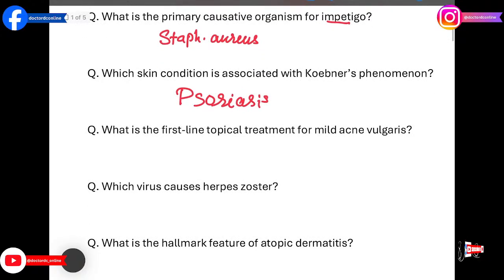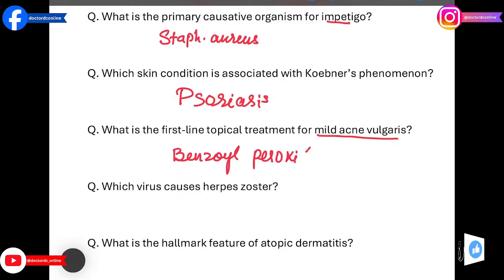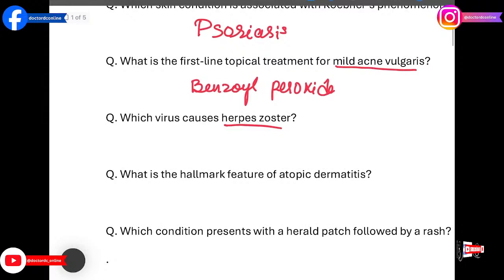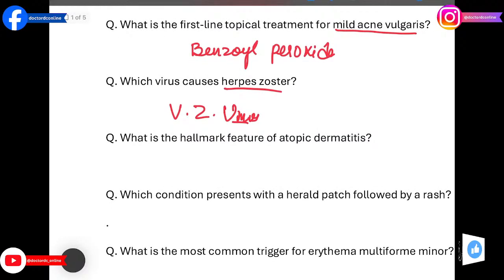What is the first-line topical treatment for mild acne vulgaris? Benzoyl peroxide. It reduces Propionibacterium acnes and comedones, effective for mild inflammatory acne. Which virus causes herpes zoster? Varicella zoster virus (VZV). Reactivation of latent VZV causes painful dermatomal vesicles in adults.